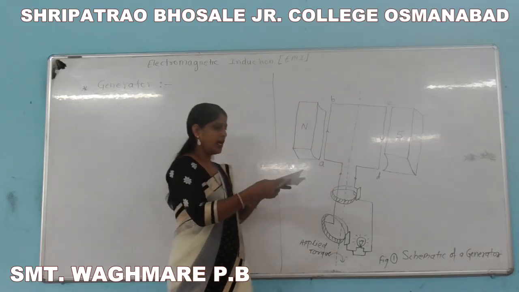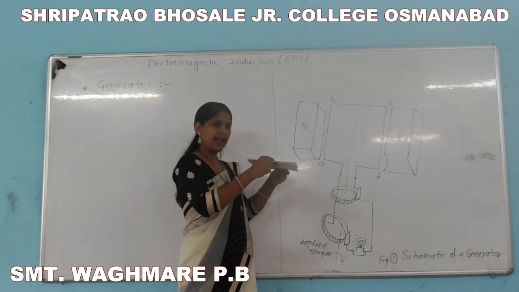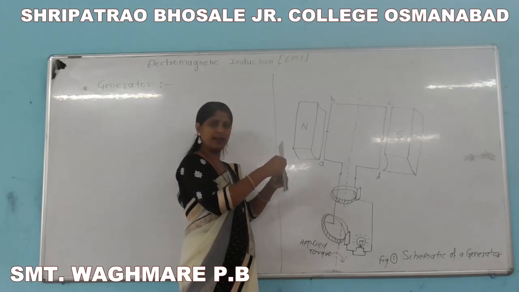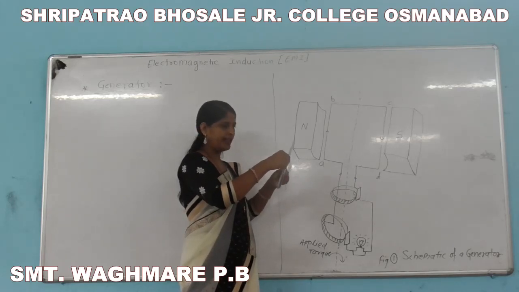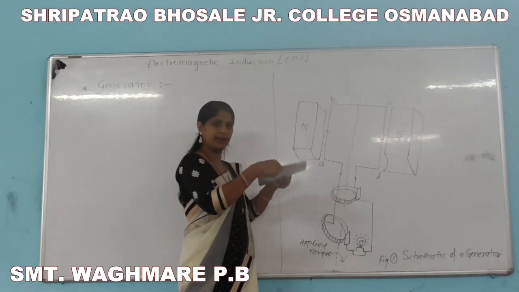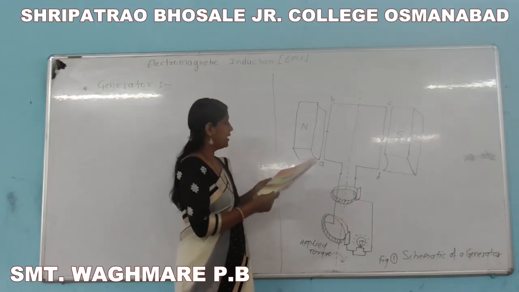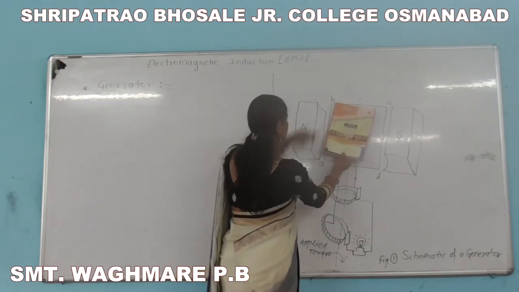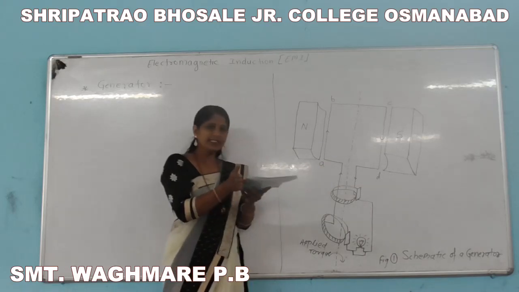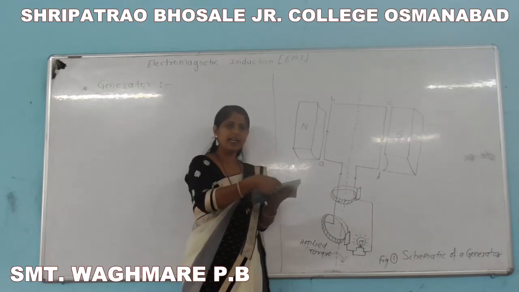And this coil will be rotated this way, and then again this way, and then again this way, and this. One rotation will be complete like this. Now suppose this is the side AB. This side AB is here.